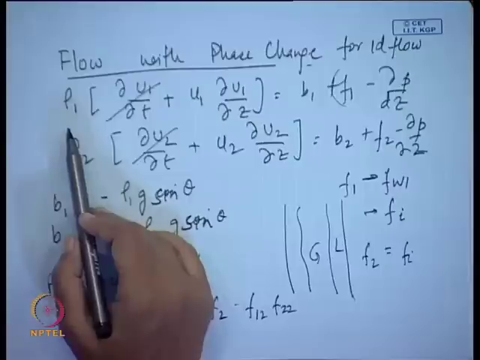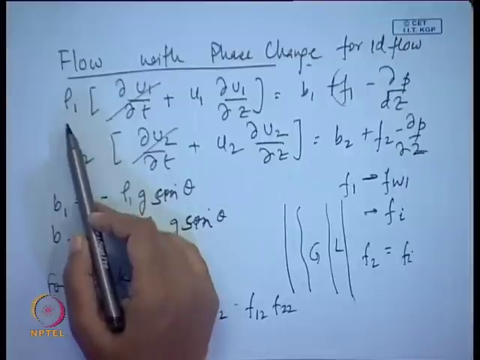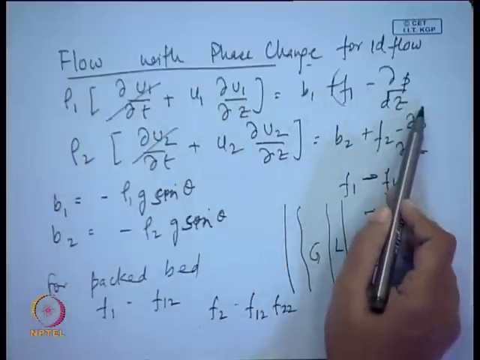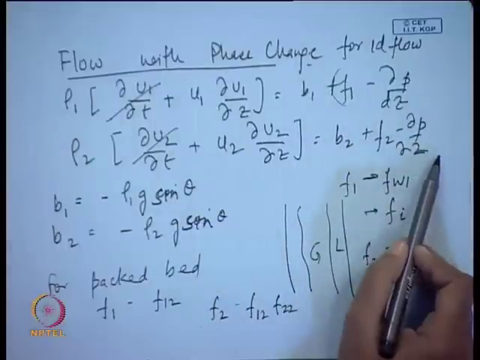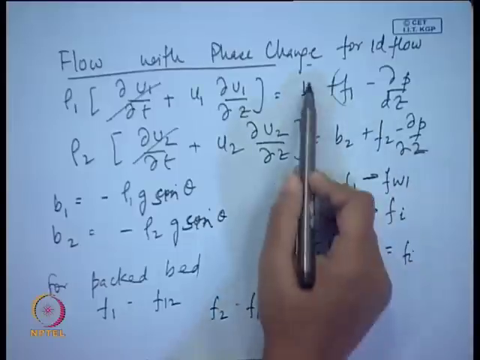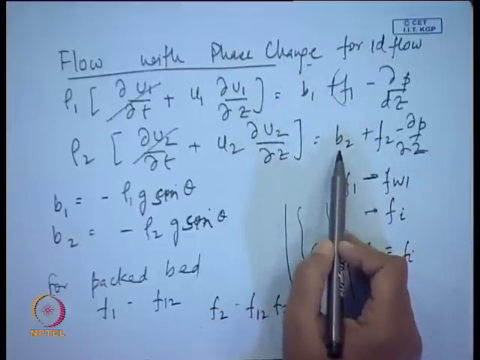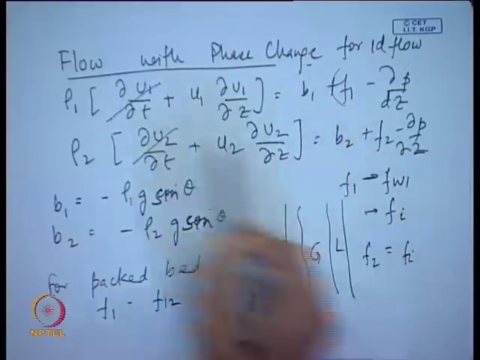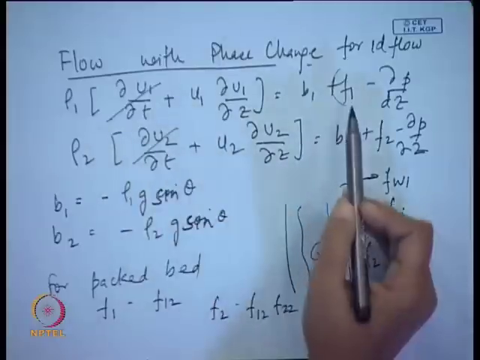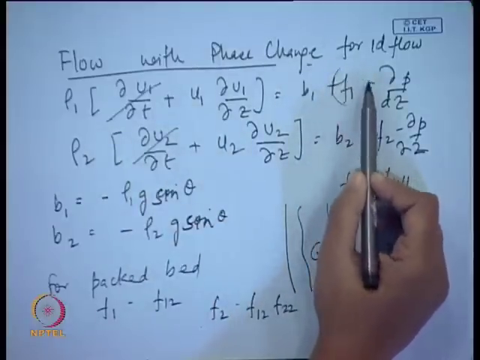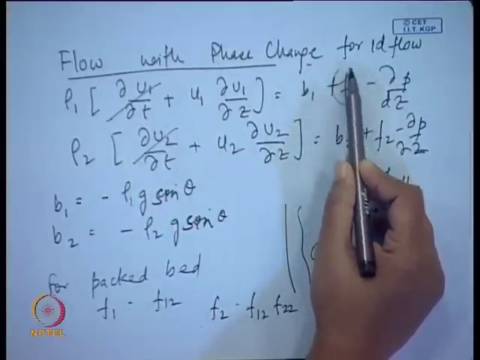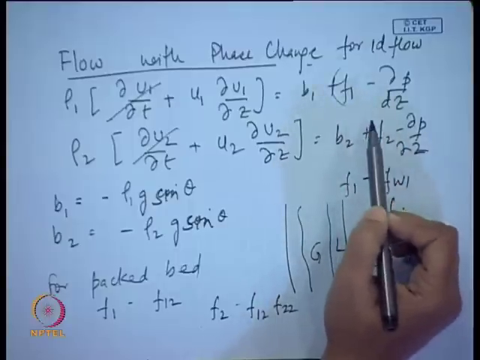we have any particular two-phase flow situation, we can write down the momentum equation for phase 1 in this particular way, momentum equation for phase 2 in this particular way. B1, B2 are the body forces, they can be very easily evaluated. For steady state these two go away, and for different flow situations, what is going to differ? Your F1 and F2 are going to differ.